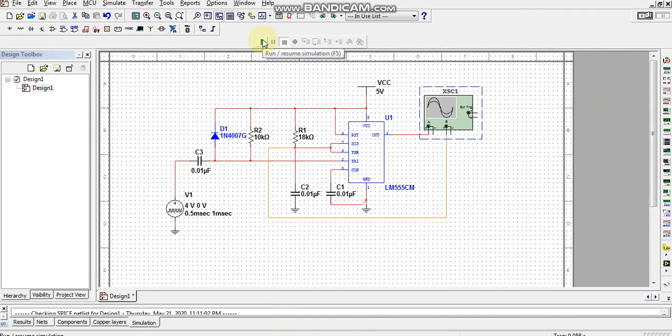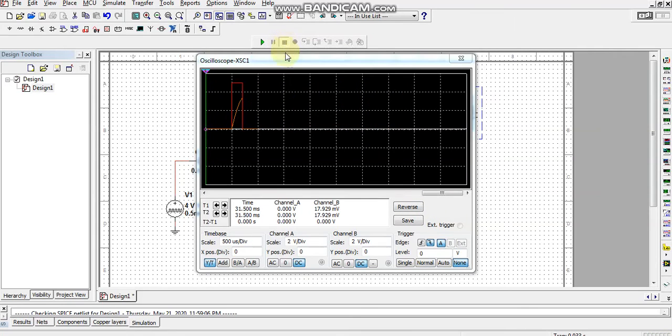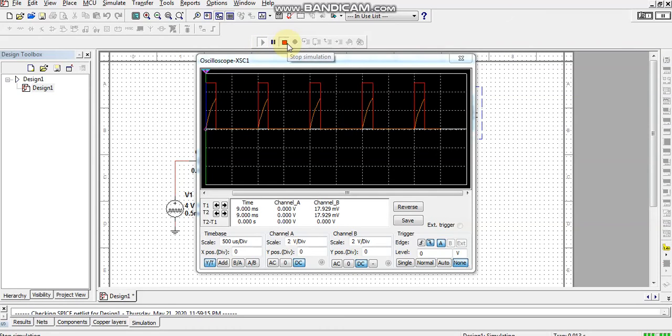And then if I now run this circuit, one channel of the oscilloscope I'm connecting to the output, and another channel of the oscilloscope I'm connecting to observe the charging and discharging characteristics of this capacitor C2. So if I just run this, see here what output I'm getting. You can see here, this is the charging and discharging of a capacitor.